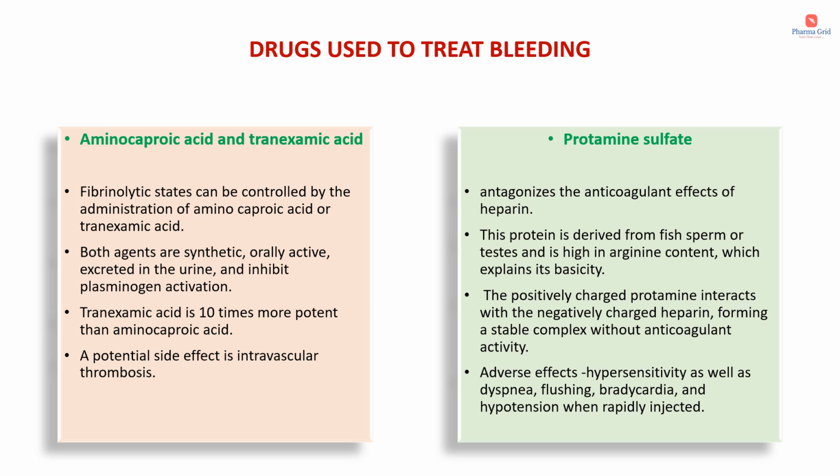And the next one is protamine sulphate. As we have already discussed, it is an antidote for bleeding caused by heparin. It antagonizes the anticoagulant effects of heparin. This protein is derived from fish sperm or testes and is high in arginine content, which explains its basicity. The positively charged protamine interacts with the negatively charged heparin, forming a stable complex without anticoagulant activity. The adverse effects of protamine sulphate include hypersensitivity as well as dyspnea, flushing, bradycardia and hypotension when rapidly injected.